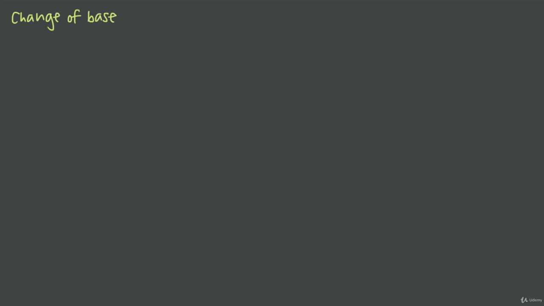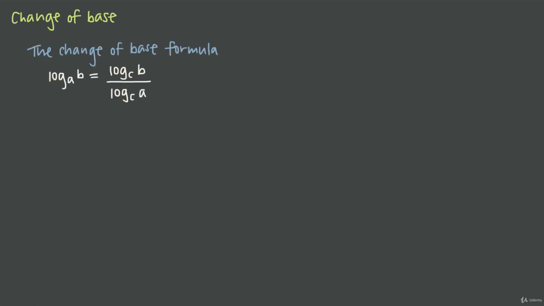So we've talked about the general rule for logs, and we've talked about the product rule, quotient rule, and power rule for logs. The last thing we want to talk about is the change of base formula for logarithms, which tells us that when we have log base a of b, that's going to be equal to log base c of b divided by log base c of a.